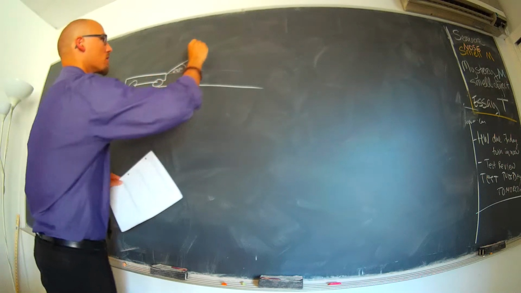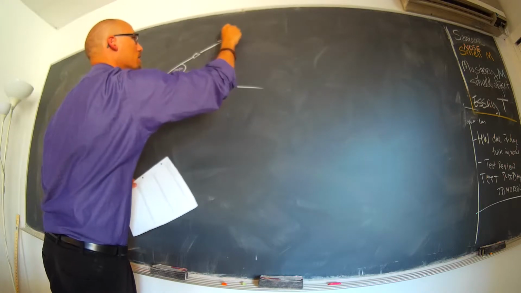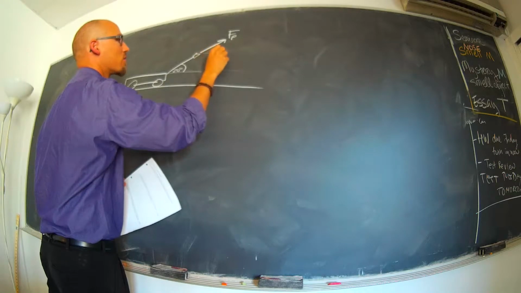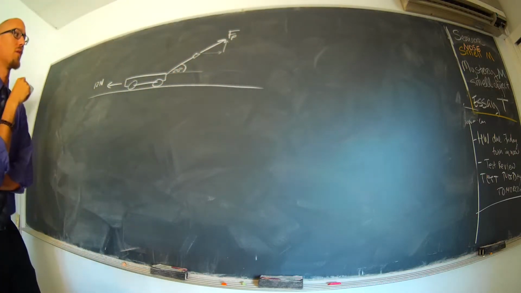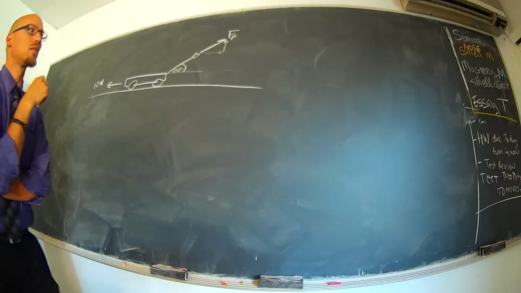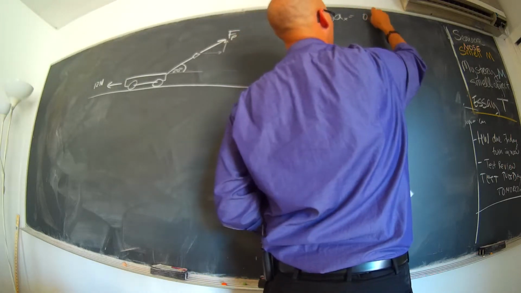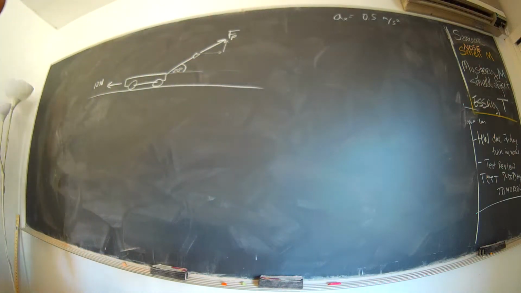So there's a pulling force. And this force is going to have a horizontal and vertical component to it, I believe. And the acceleration in the direction of x is 0.5 meter per second squared. Do we understand the setup? Yeah. Well, I drew it different, but now I understand how you drew it. Okay, that makes more sense.